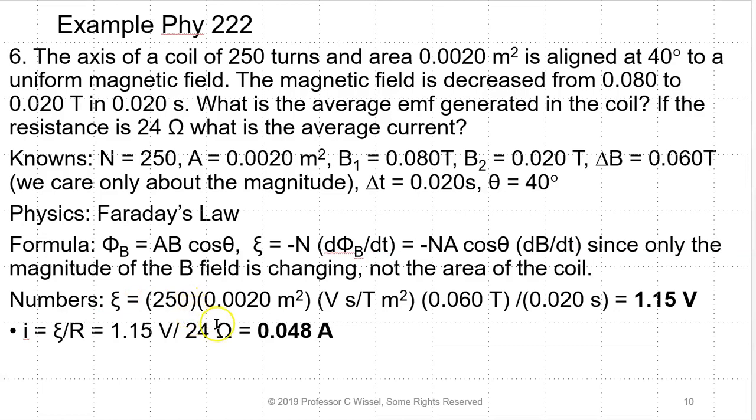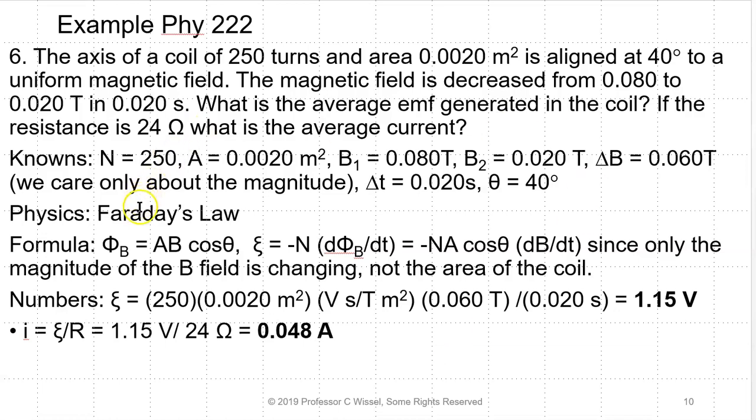So, calculus-based. The axis of a coil of 250 turns in area 0.0020 square meters is aligned at 40 degrees to a uniform magnetic field. The magnetic field is decreased from 0.080 to 0.020 Tesla in 0.020 seconds. What is the average EMF generated in the coil? If the resistance is 24 ohms, what's the average current?